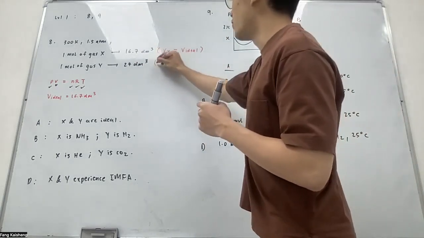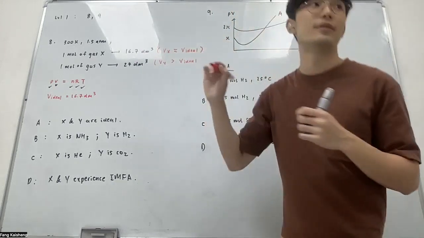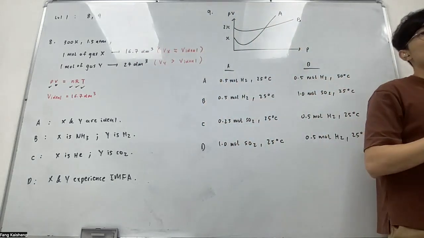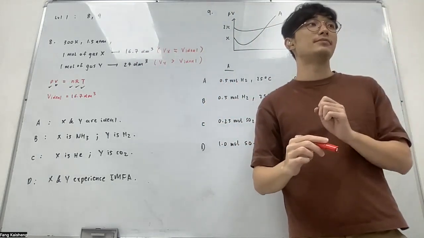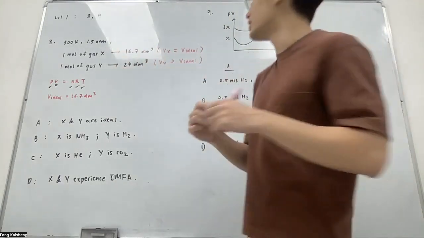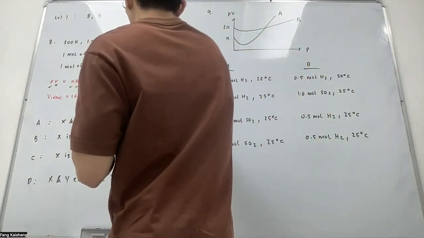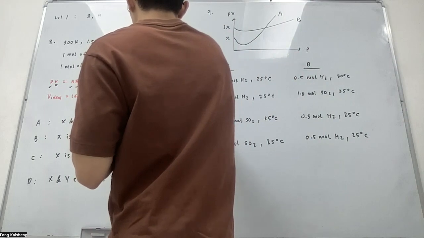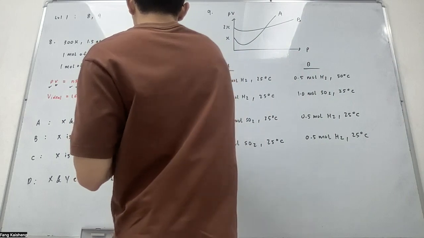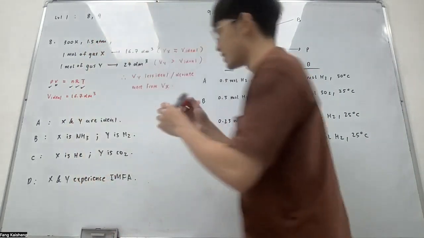On the other hand, the volume of gas Y is a lot larger than the volume of an ideal gas, right? So what does that tell you? Is volume Y more ideal or less ideal than X? Less ideal, because it deviates more from the value of 16.7. So we can infer from this information that volume Y is less ideal, and it also deviates more from volume X, which is the ideal volume.